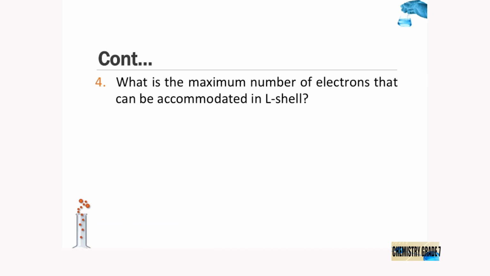What is the maximum number of electrons that can be accommodated in the L shell? 2, 8, 18, 32. Answer 8.